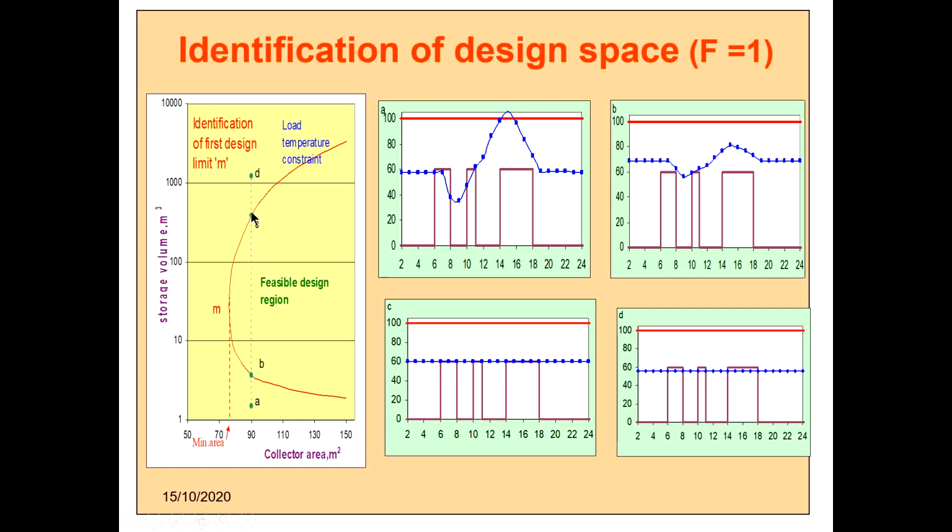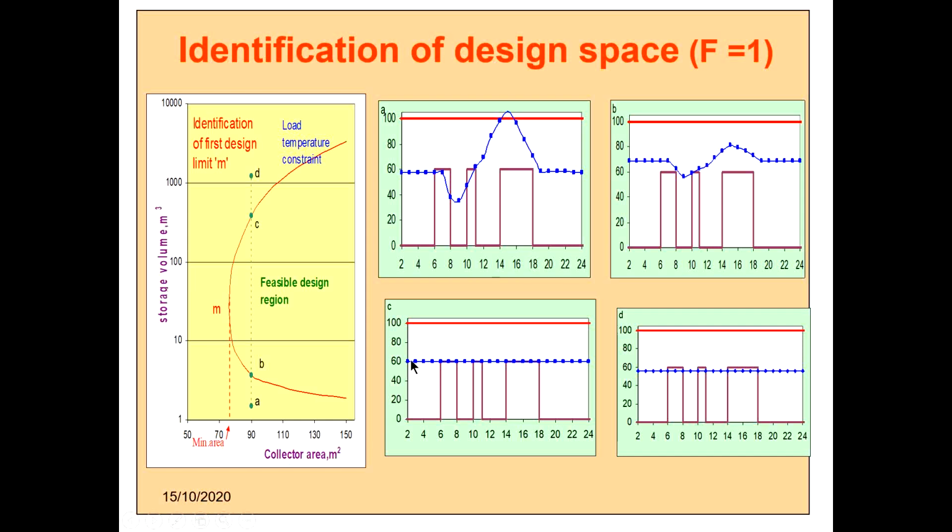And then I increase the storage tank volume hypothetically to a very high value. So as I go on increasing the storage tank volume, naturally the thermal inertia of the storage tank goes on increasing. So the response to the energy input goes on decreasing, and at a certain point the storage temperature profile becomes flat and it just touches the demand temperature.